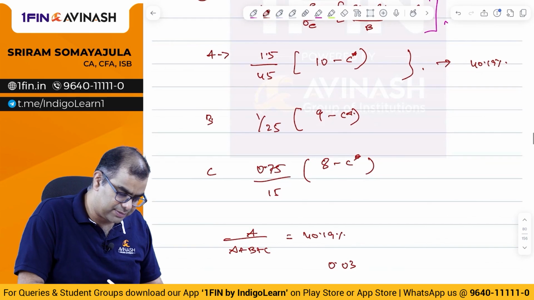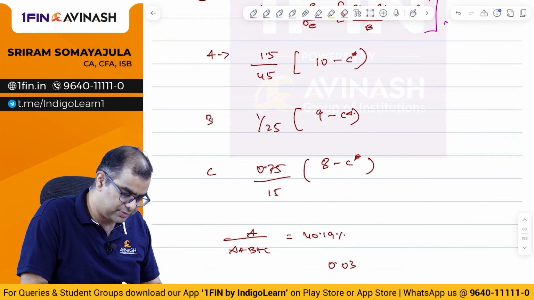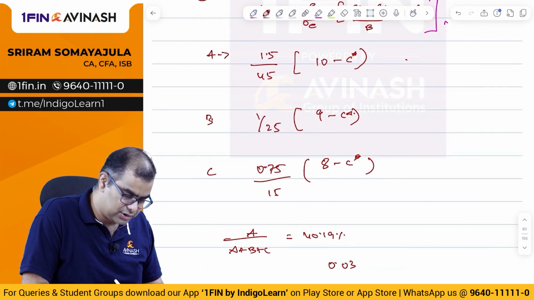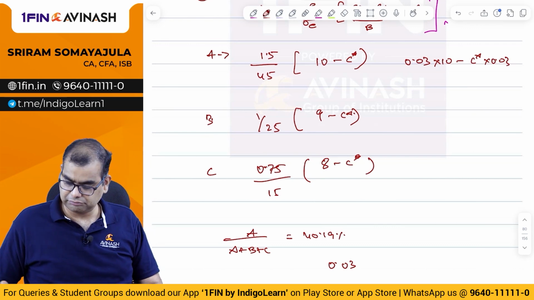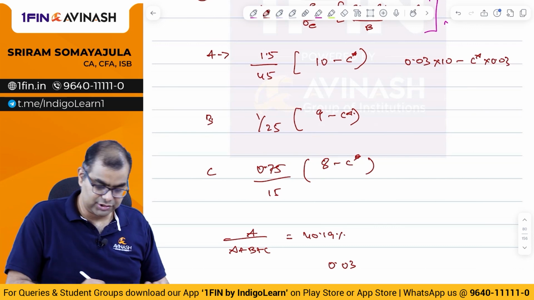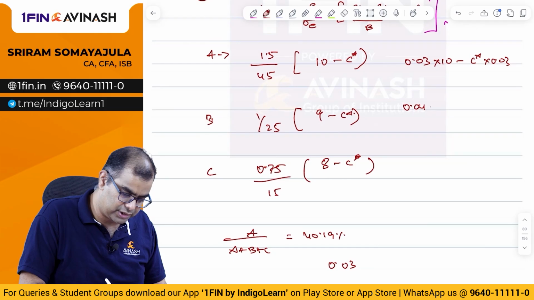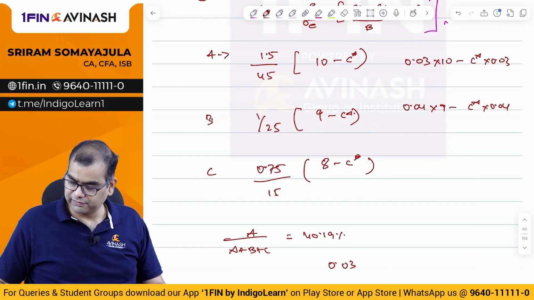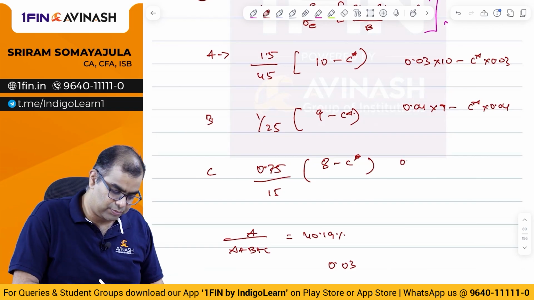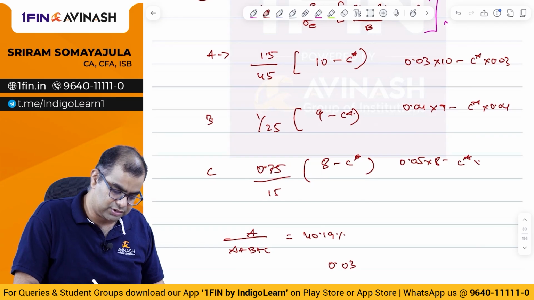0.03. So, I will actually simplify each of them. 0.03 into 10 minus C star into 0.03, 1 by 25, 0.04. 0.04 into 9 minus C star into 0.04. 0.75 by 15, 0.05. 0.05 into 8 minus C star into 0.05.